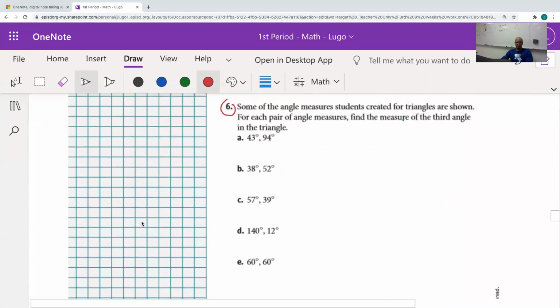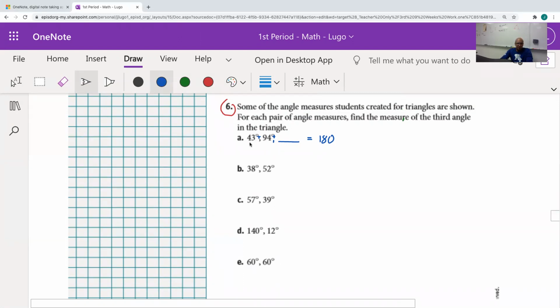All right, moving on to number 6. Number 6 is one of those that's going to take a little bit longer. But notice how they give you 2 of the angles. We have 43, 94, and we're missing an angle. Now, I may not know what that angle is, but I know that if I were to add all of these angles, ladies and gentlemen, the measure is going to equal 180. So this is number 6A.